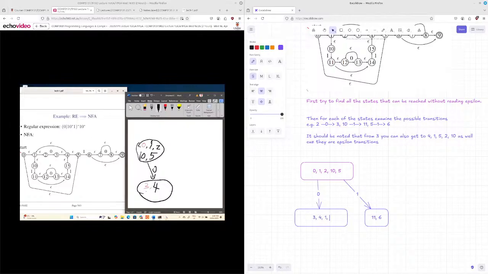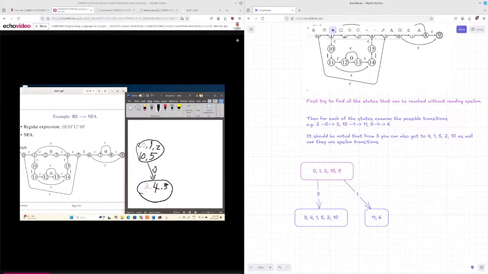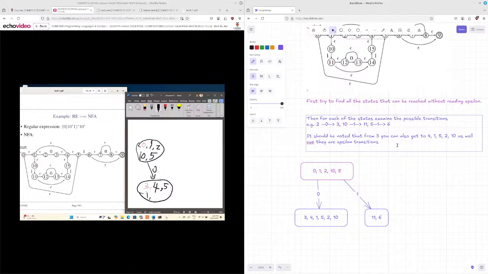Once we are at 3, we can go to 4. And once we are at 4, we can also go to 5. But once we are at 4, we can also reach 1. So once we are at 1, we can also go to 2 or 10.